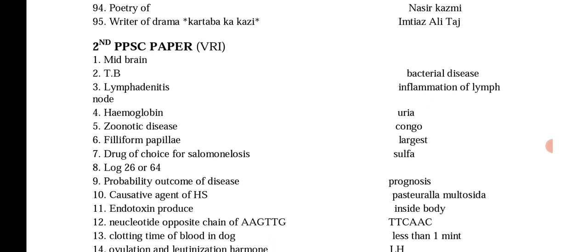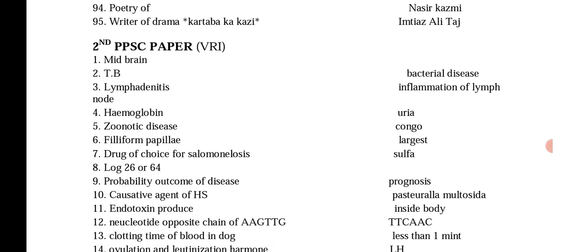Causative agent of hemorrhagic septicemia is Pasteurella multocida. Three strains are common in Pakistan that are A, O, C. And the vaccines used in Pakistan have all these strains, A, O, C. Other strains are Asia 1 and SAT 1, 2, 3. Total strains of Pasteurella multocida are A, O, C, Asia 1, SAT 1, 2, 3, 7 strains.